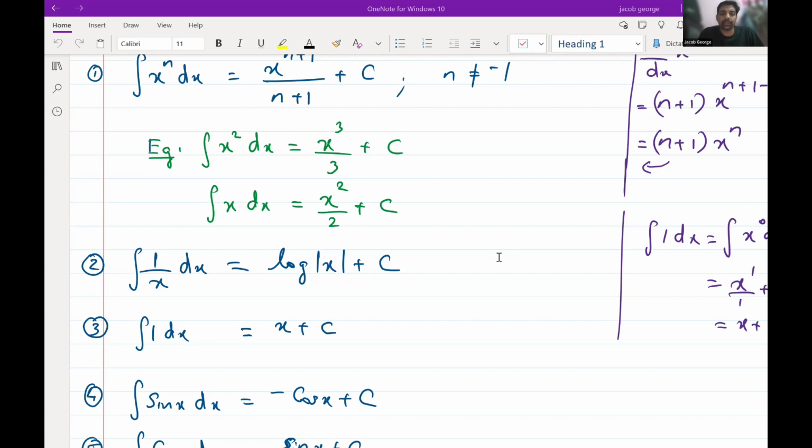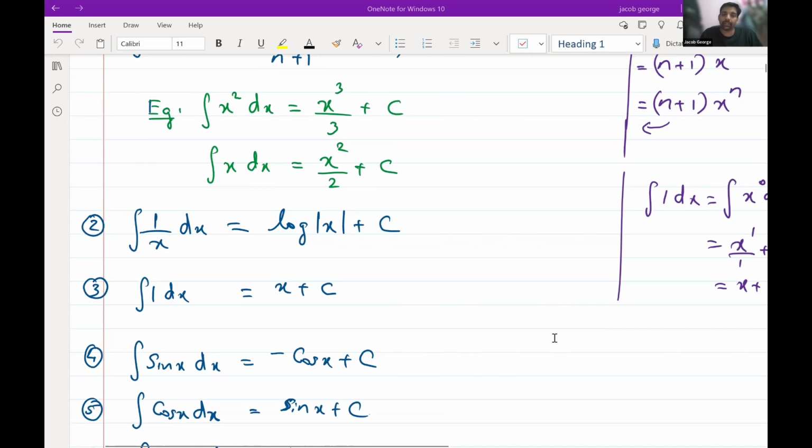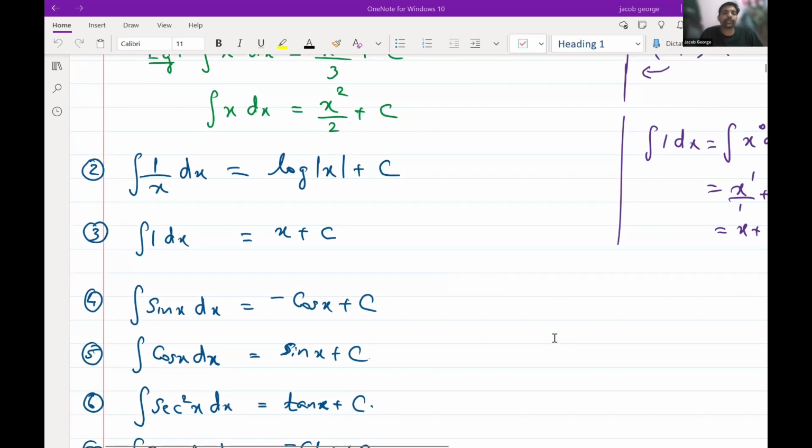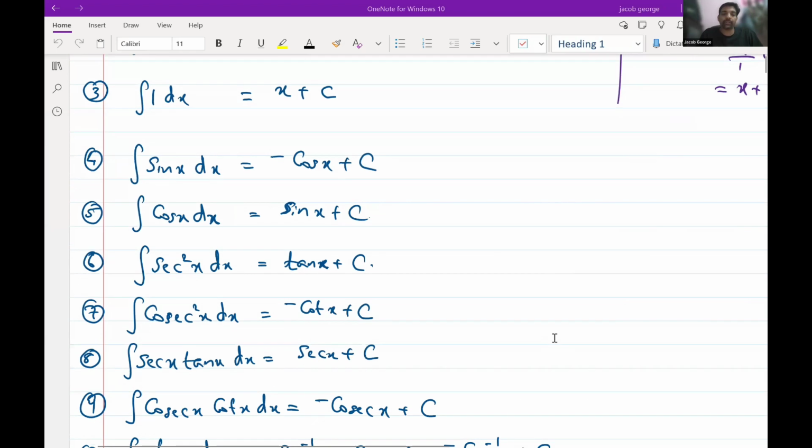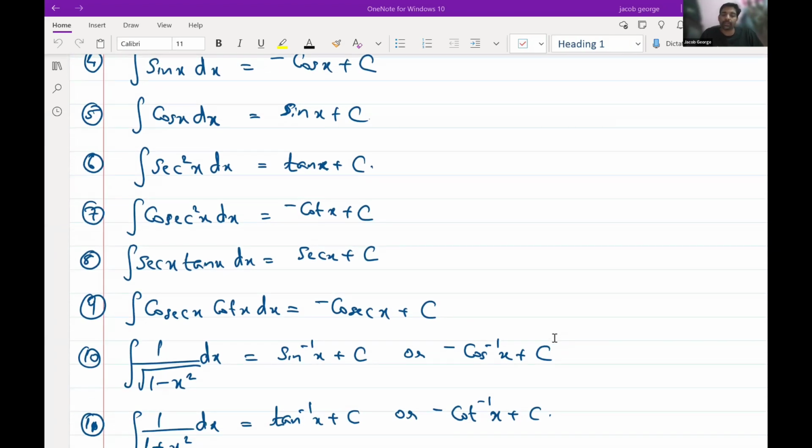Integral sin x dx is minus cos x plus c, because cos x derivative is minus sin x. Integral cos x dx is sin x plus c. Integral sec square x dx is tan x plus c. Integral cosec square x is minus cot x plus c. Integral sec x tan x dx is sec x plus c. Integral cosec x cot x dx is minus cosec x plus c.